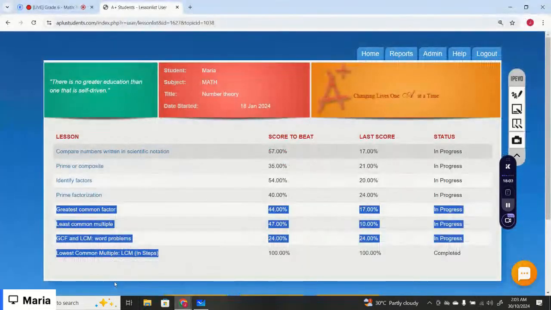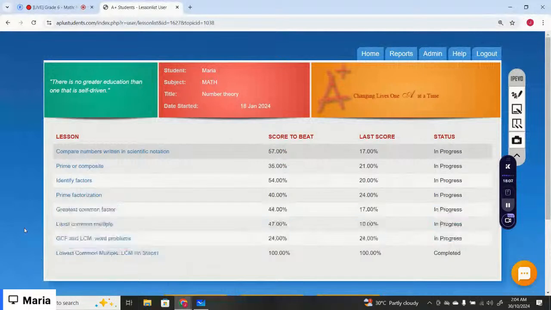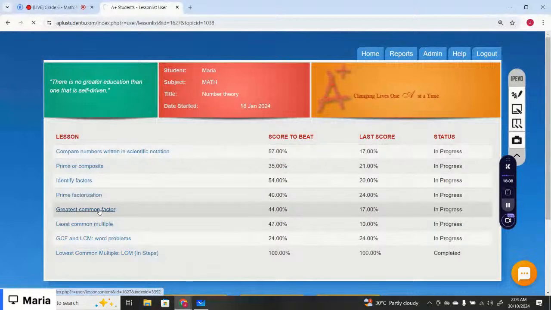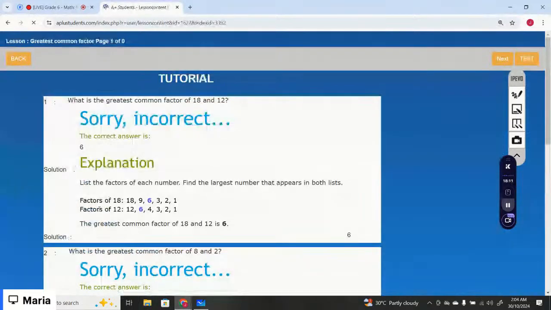Here I am on grade 6 math. The chapter we are on right now is number theory. Let's start with the lesson that is greatest common factor. What is the greatest common factor of 18 and 12? The first thing is you need to make the list of the factors for each number. Then you have to find the largest number that appears in both lists.